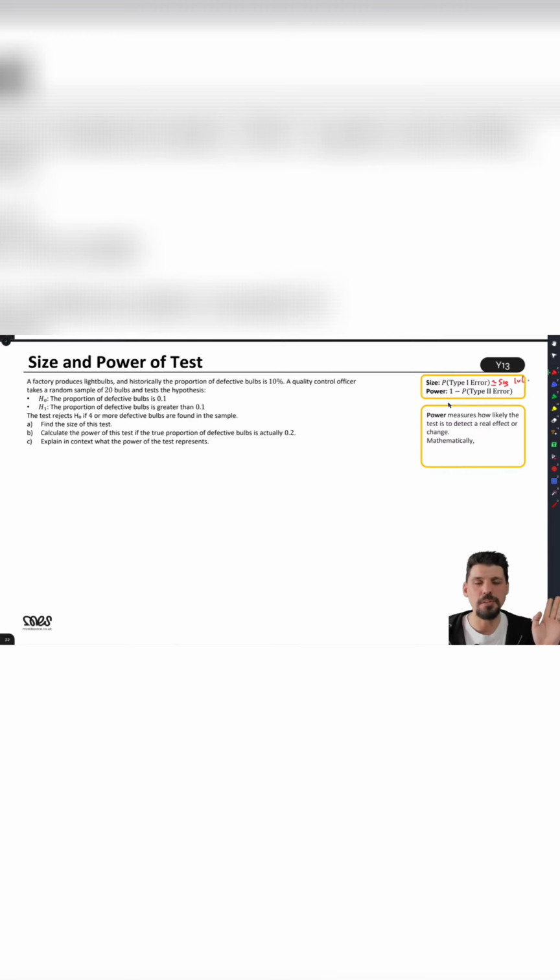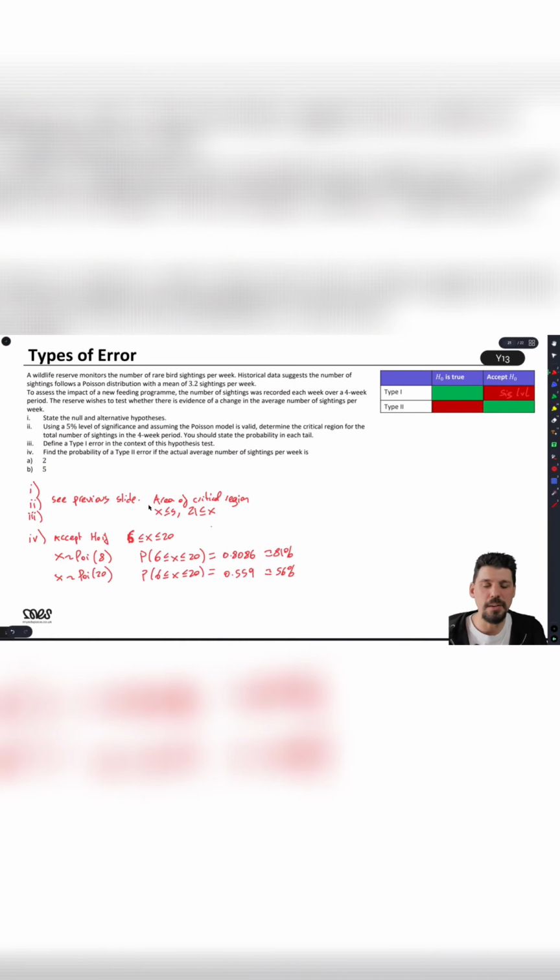So if I say lambda is 2.8, and in fact, if lambda was 1, there's still a really high chance of me making a type 2 error, then it's not a very sensitive test. This test, is it very sensitive?